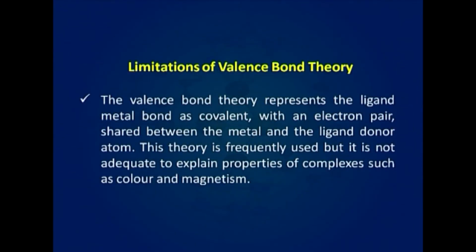The valence bond theory represents the ligand metal bond as covalent with an electron pair shared between the metal and the ligand donor atom. This theory is frequently used, but it is not adequate to explain properties of complexes such as color and magnetism. It is firmly established that both the color and magnetic properties of transition metal complexes are due to their possessing d orbital electrons. Therefore, there must be a quantitative connection between spectra and magnetic moment.